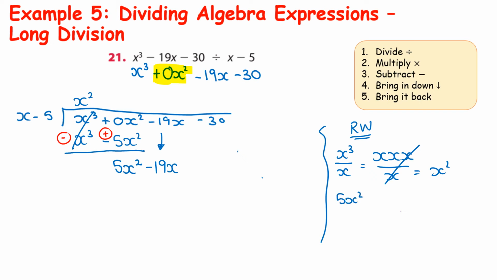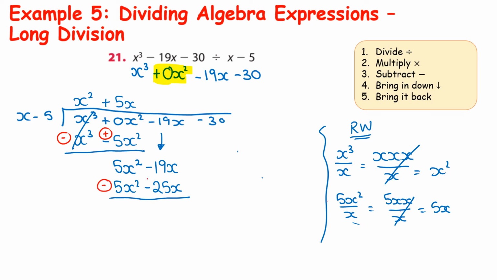5x squared divided by x. That's 5x divided by x. That gives us 5x. If it's just 5x, that means it's a plus 5x. We now multiply. 5x by x is 5x squared. 5x by minus 5 is minus 25x. Divide, multiply, subtract. So this becomes minus, this becomes plus.